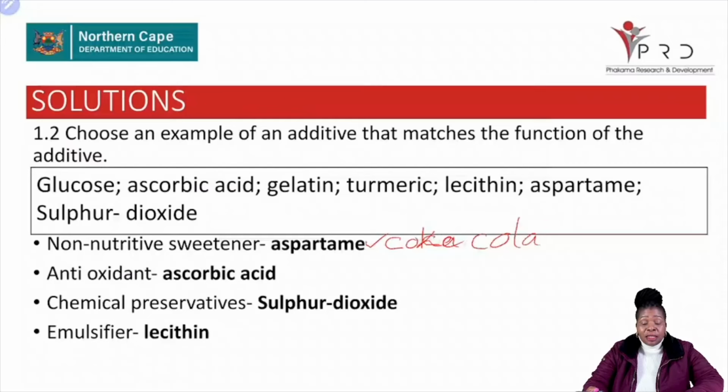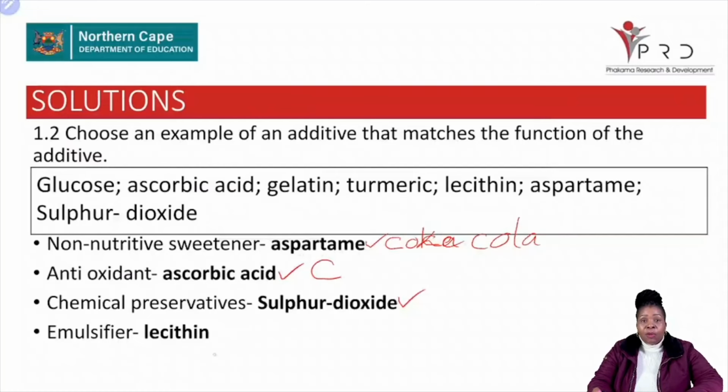And then an antioxidant is ascorbic acid. What is another name for ascorbic acid? It's vitamin C. So we find ascorbic acid in most of the juices that we consume. And then our chemical preservatives, we have sulfur dioxide. So sulfur dioxide is one example of a chemical preservative.